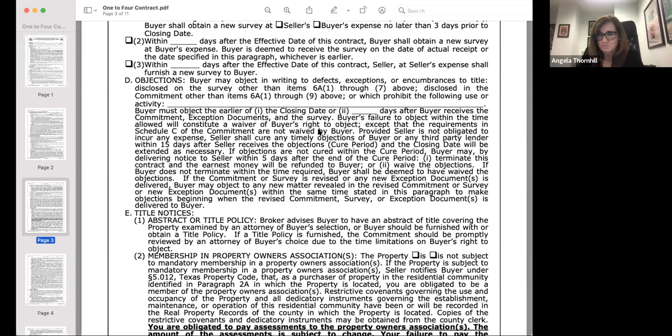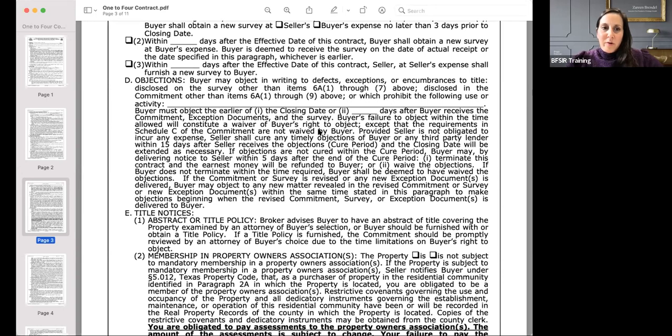So if they are objecting to something like that, let's say the pool scenario, we put a number of days they have to object, you send that to the seller. And if the seller can't cure it, which they probably won't be able to do because they're not going to get a sewer easement removed, then the buyer has the right to cancel.